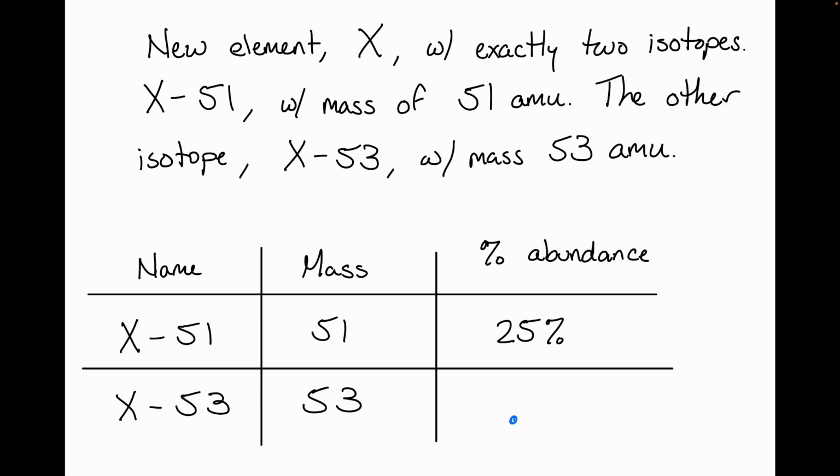So, what would be the percent abundance of the isotope 53? How do I know that it would be 75? What do these two have to add up to? They have to add to 100. And that's because of one key piece of information that was given to us in the problem, that this element has only two isotopes. So if one of them is 25%, all the rest of it has to be the other isotope, right? So I can figure that out because if you have all of your isotopes, they must sum to 100%.